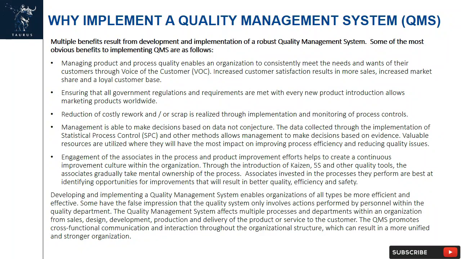Some have the false impression that the quality system only involves actions performed by personnel within the quality department. The quality management system affects multiple processes and departments within an organization, from sales, design, development, production and delivery of the product or service to the customer. The QMS promotes cross-functional communication and interaction throughout the organizational structure, which can result in a more unified and stronger organization.